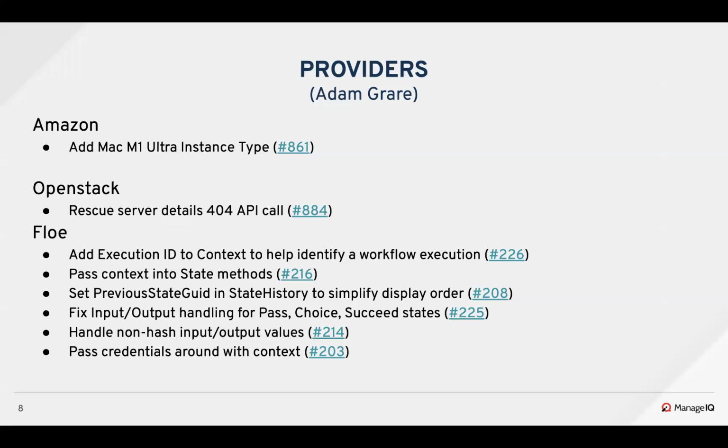We are also handling non-hash input-output values. So previously we assumed that all JSON input had to be in the form of a hash, but you can also pass things like simple strings, numbers, and null. So we're handling that properly now. Keenan also made a change to pass credentials around with the context so that we only have to pass one object to each of the sub-state methods. So you don't have to keep track of multiple things there. Next slide.